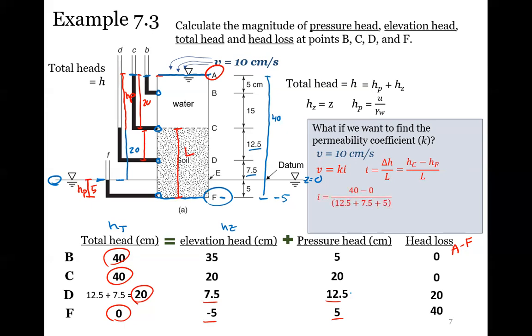So our hydraulic gradient then would be equal to 1.6. And what we have to check here is that the units are the same, so make sure that they're all in the same units so they cancel out. So our permeability coefficient is just our velocity divided by our hydraulic gradient. Our velocity is at a steady 10 centimeters per second. So we can find our permeability coefficient this way. So a permeability coefficient of our soil would be 6.25 centimeters per second.